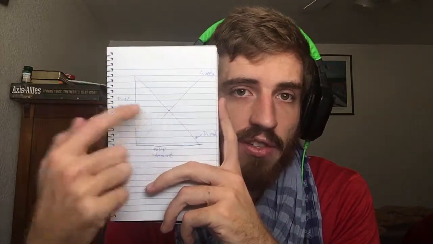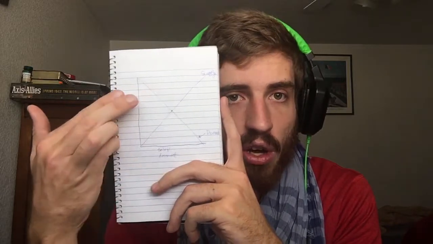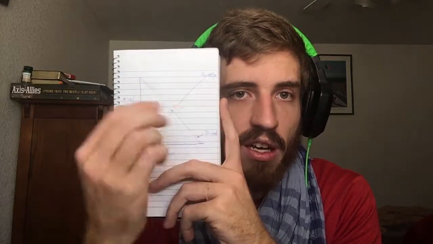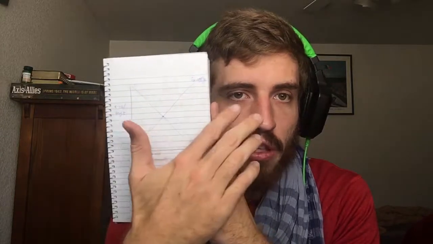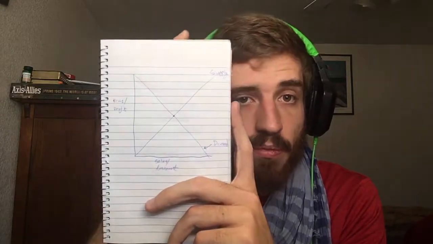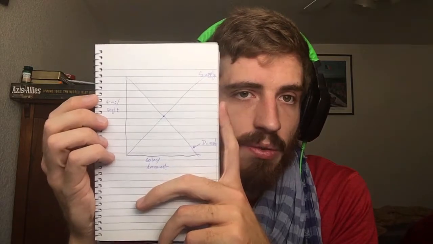So those are the four things. You can have supply shifting to the left, supply shifting to the right, demand shifting to the left, and demand shifting to the right. And that's what all those things do.